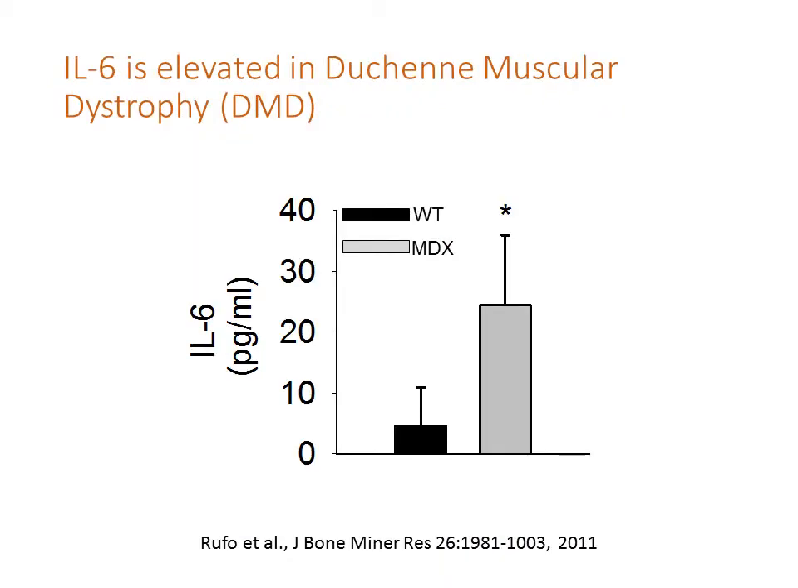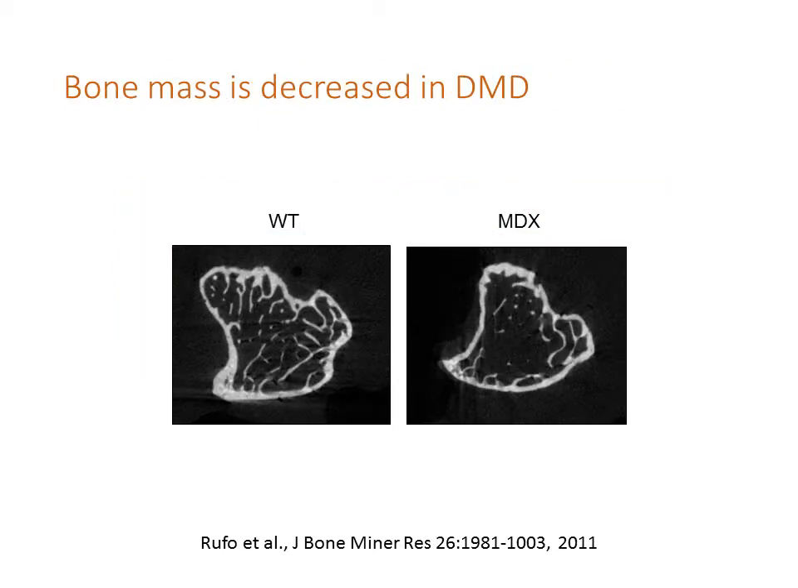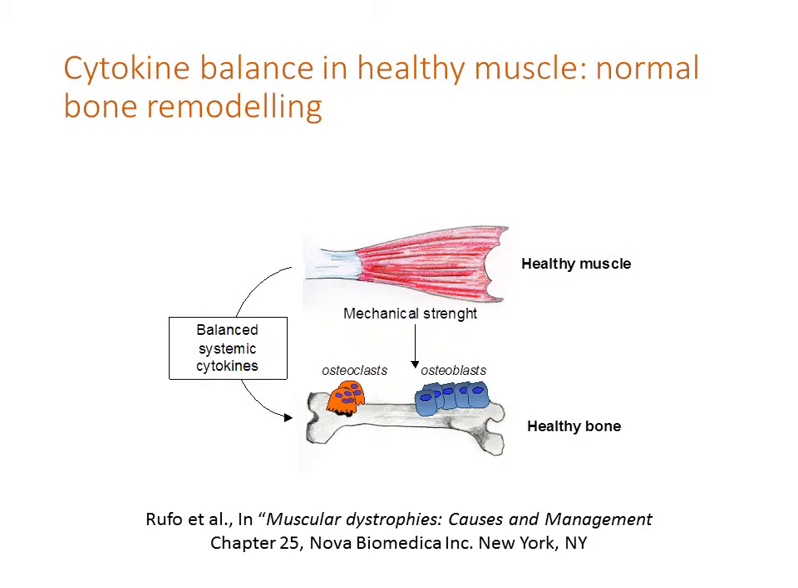Interleukin-6 is elevated in a number of diseases, including Duchenne muscular dystrophy. In fact, we observed that both in patients and, shown here, in an animal model of DMD, the circulating levels of interleukin-6 are increased. And in this animal model, you see here that there is an increase of osteoclast numbers, again here in purple, and bone loss.